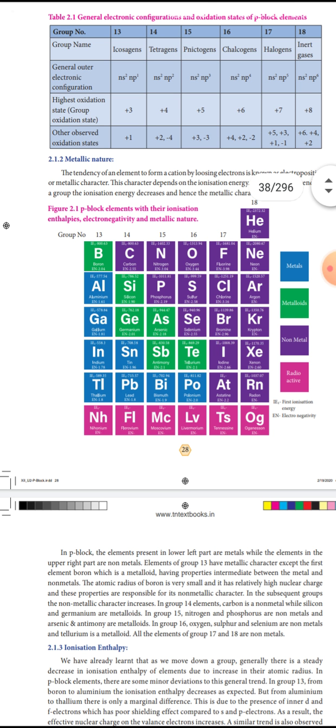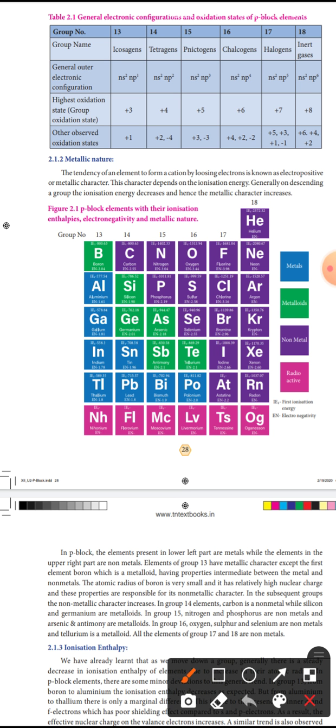See the tabular column. 13th group name is boron group (isogens). 14th group, tetragens. 15th, pnictogens. 16th, chalcogens. 17th, halogens. 18th, inert gas. General electronic configuration: 13th group, ns2 np1.